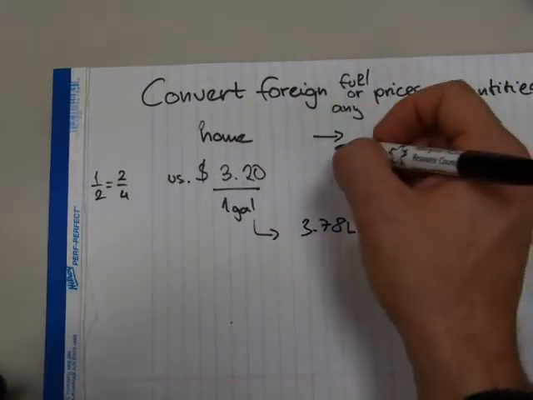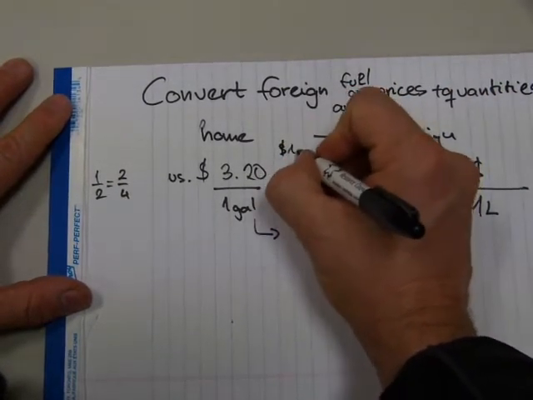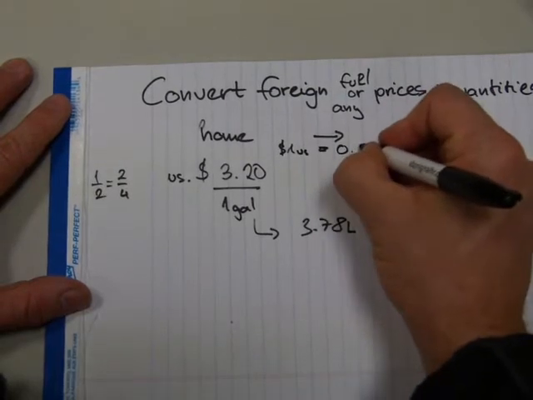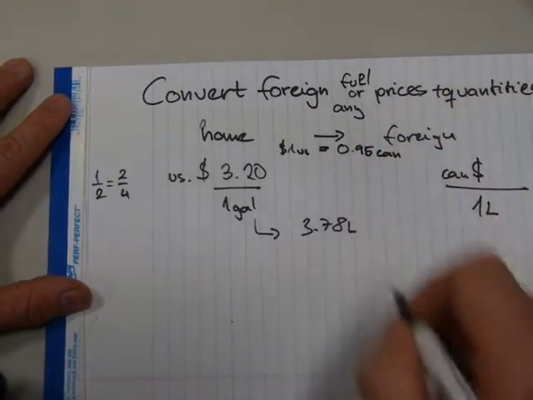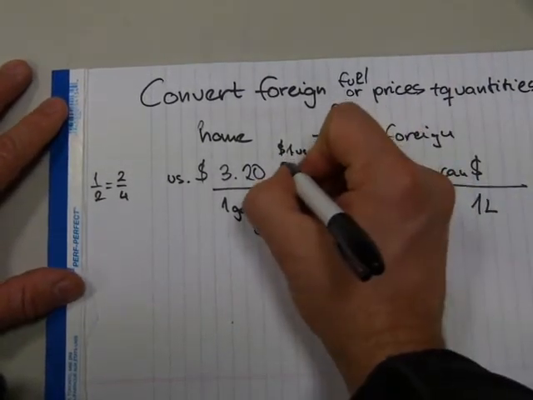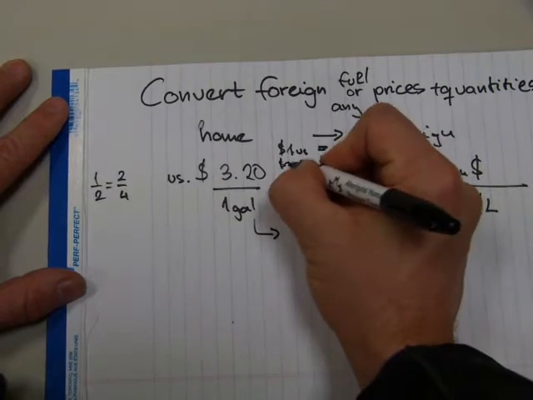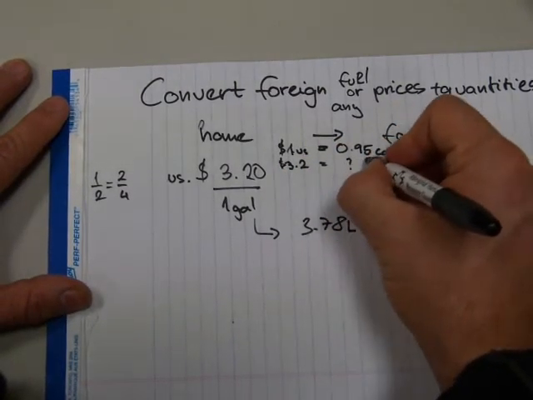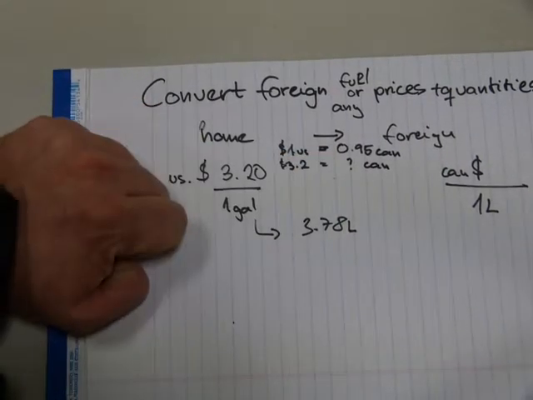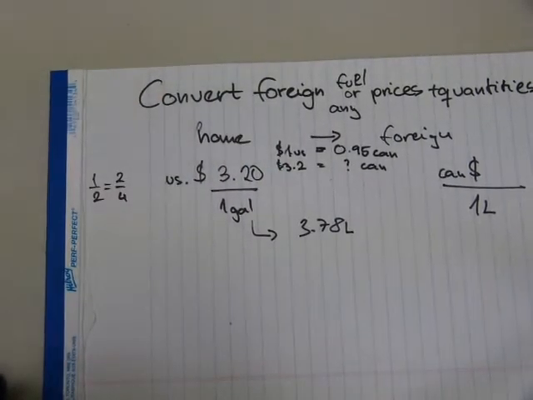And we're going to need a currency exchange rate here. Say one US dollar equals, where are we going? We're going to Canada. 95 cents Canadian, and that's a number 1. Therefore, $3.2 will be how many cents Canadian? If 1 American dollar buys 95 Canadian cents, then 3.2 American dollars will buy 3.2 times as many Canadian cents.